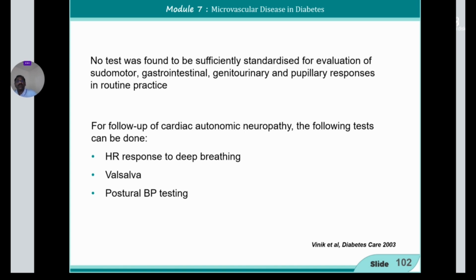No test was found to be sufficiently standardized for evaluation of the pseudomotor, gastrointestinal, genitourinary, and pupillary responses in routine practice. So mostly, with your experience and with your vision to detect autonomic neuropathy, you have to ask different questions and then assess whether this fellow is having autonomic neuropathy or not. Suppose a chronic diabetic presents with diarrhea, with constipation, with vomitings.